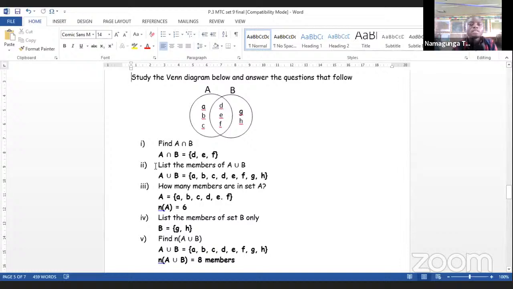So here our second question, list the members of A union B. A union B. So here, this union here means all the members in all the sets.